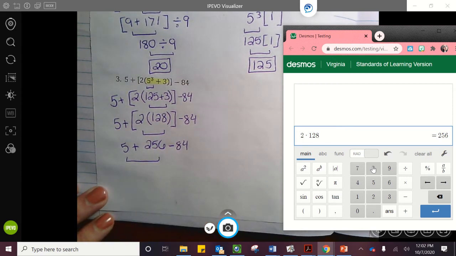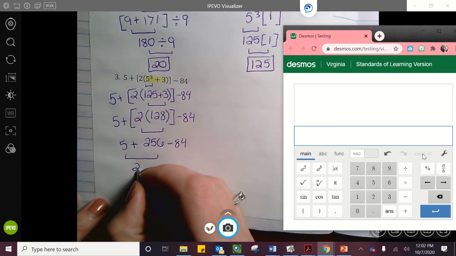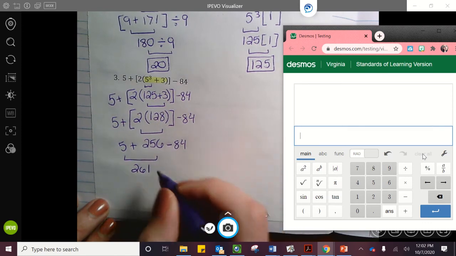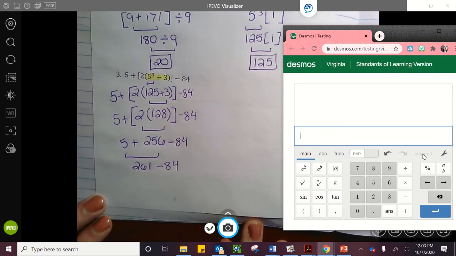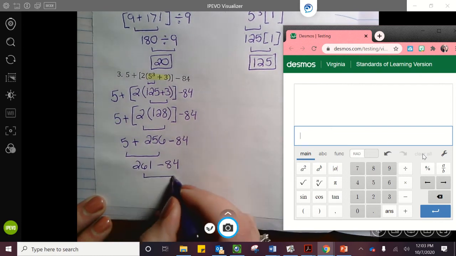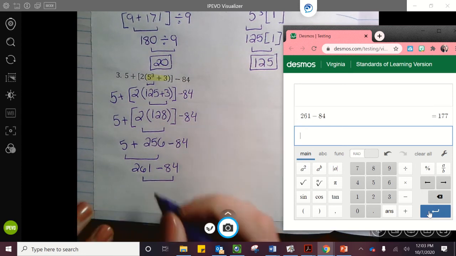You will get different answers, so it does make a difference. So I'm going to add 5 plus 256, which would give me 261. Carry down the minus 84, and the last thing I would do is that subtraction. Again, you can use your calculator if you need. 261 minus 84 would give you 177.